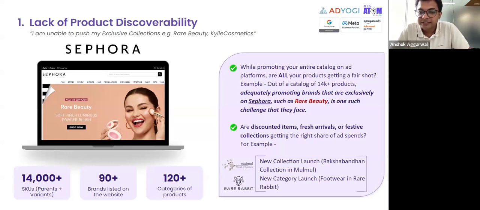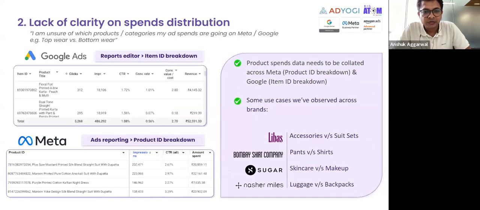And the same challenge we have seen across multiple other brands. Like, for example, for Malmal, we see this challenge that when they launch their new Raksha Bandhan collection, how do they push enough momentum towards it? For Rare, we have seen that when they launch their new footwear collection, how do they scale their footwear collection, right? So that's the discoverability challenge. Let's go to the next slide.